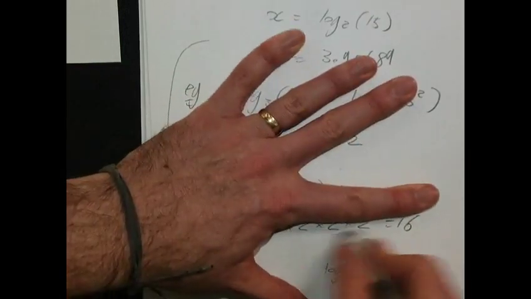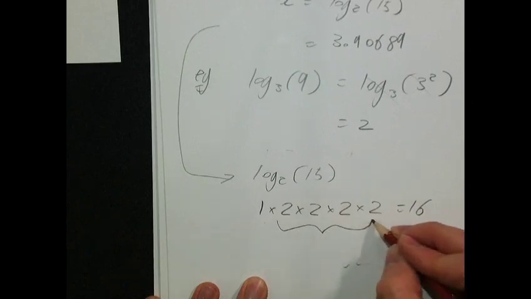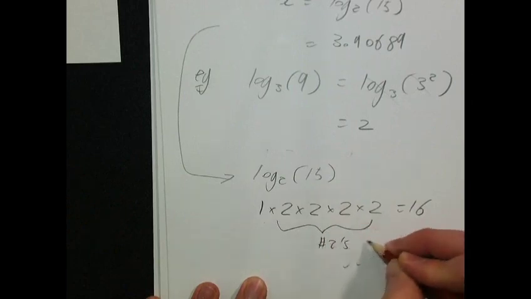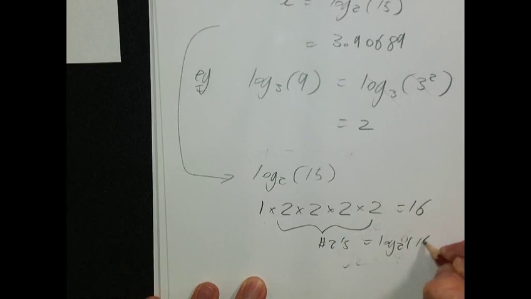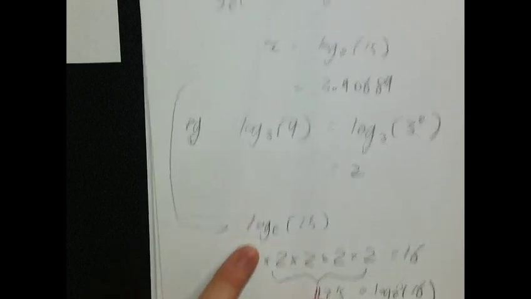So we can go, the number of 2s that you had to do to get this is log 2 of 16, which is 4. So since 15 is just a bit less than that, I would expect log 2 of 15 to be just a bit less than 4, which it is, it's 3.9.